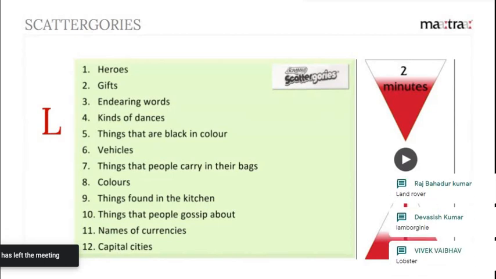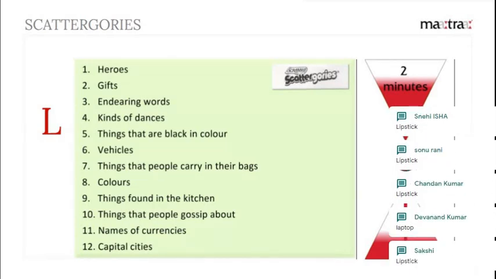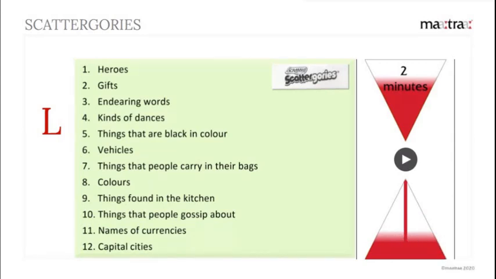Next one. Things that people carry in their bags. What do people carry in their bag? People do not carry a lobster in their bag. Lipstick, yes. Laptop, yes. Lunchbox, yes. Lighter, also, yes. People do not carry lobsters. What is land paper? Lamp. Why are you carrying a lamp in your bag? Laptop, yes.